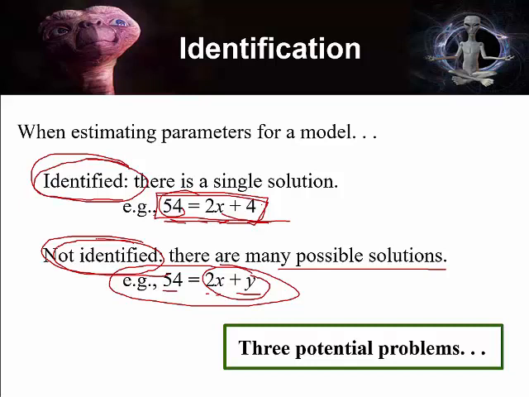So how do we go about making sure our models are identified? There are three key issues that we need to address, three potential problems that might make our models not identified. If we address these three issues, then we can be assured we will have an identified model.